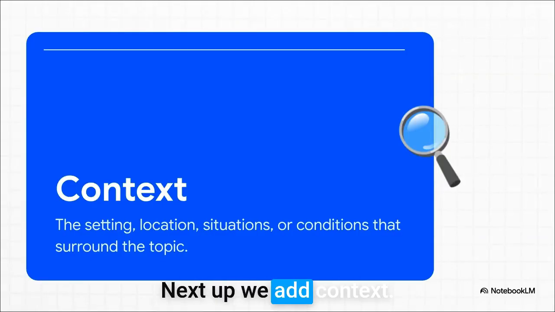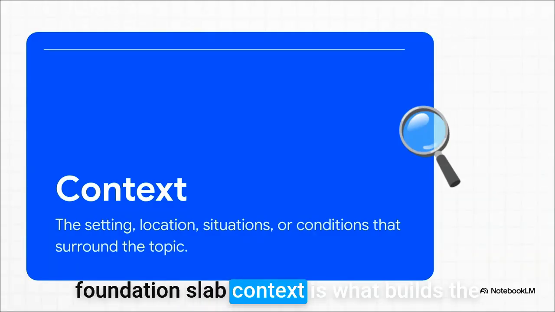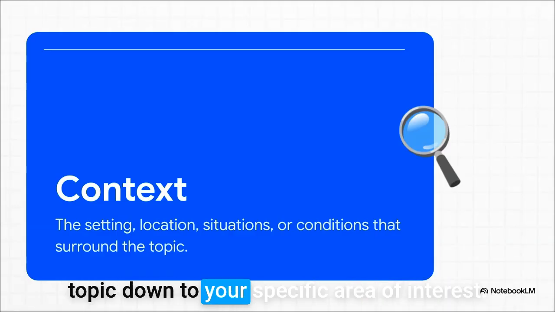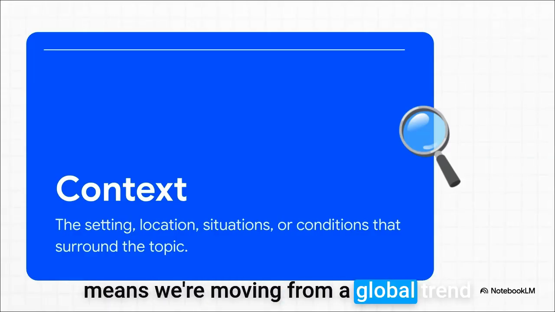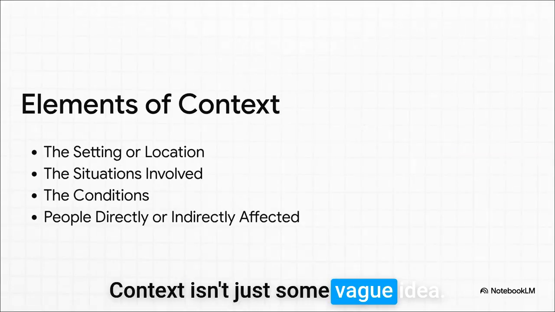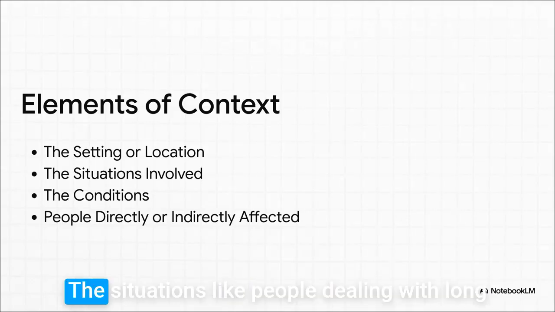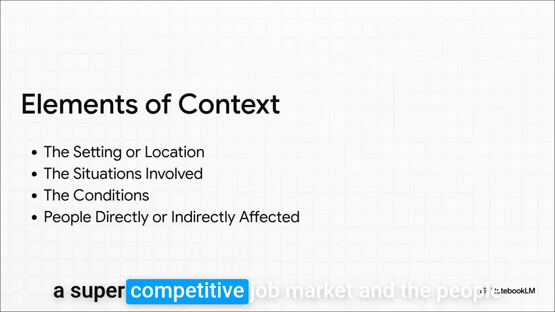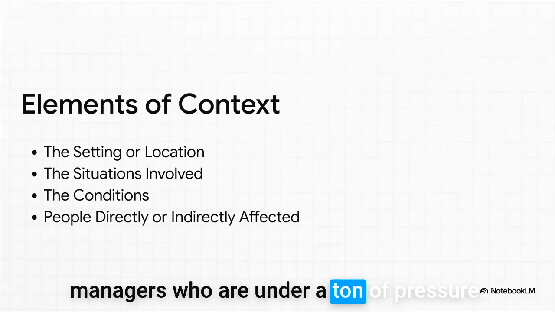Okay, next up, we add context. So if the general information is that big foundation slab, context is what builds the walls. It narrows the focus from this huge, broad topic down to your specific area of interest. For our remote work example, this means we're moving from a global trend to a much more specific environment. And context isn't just some vague idea. It means getting specific about the setting, let's say the US tech industry, the situations, like people dealing with long hours and Zoom fatigue, the conditions, maybe a super competitive job market, and the people affected, like software engineers and their managers who are under a ton of pressure.